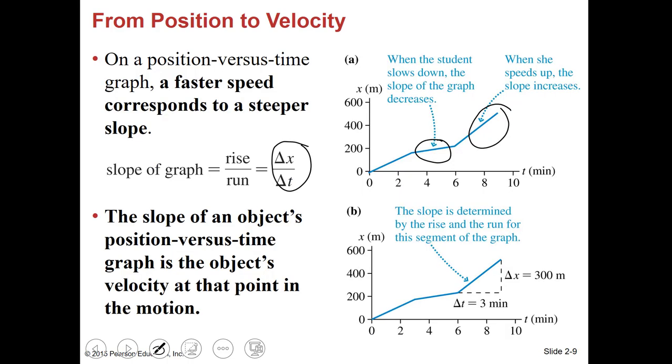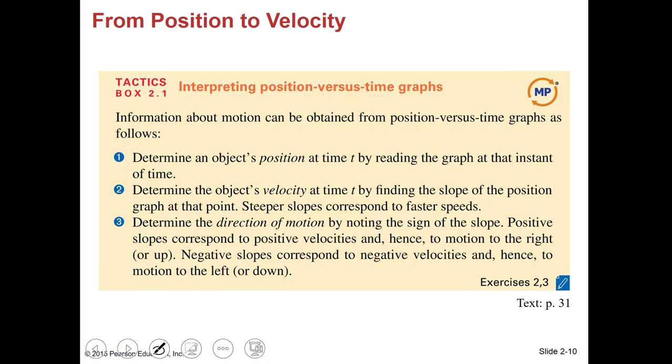Let me go back one slide here. So the slope gives you the velocity. So the slope here, I'm looking down here at B. If you get the slope of that line, that is the velocity. It's positive and it has a number associated with it. Same thing for all the different sections. Okay, continuing on then.